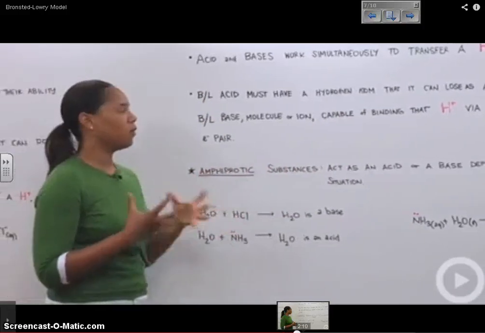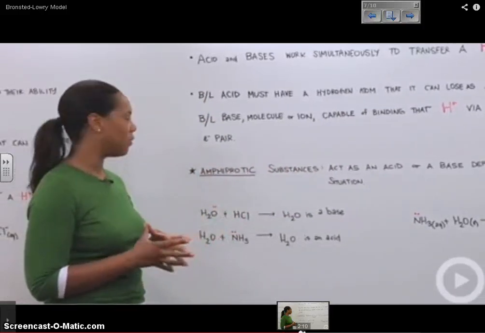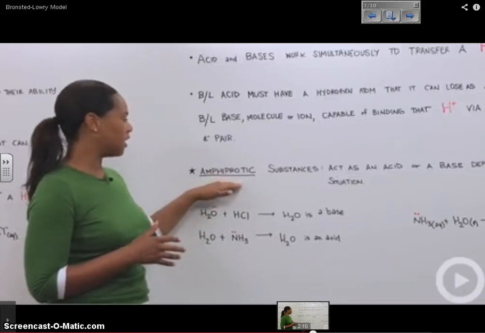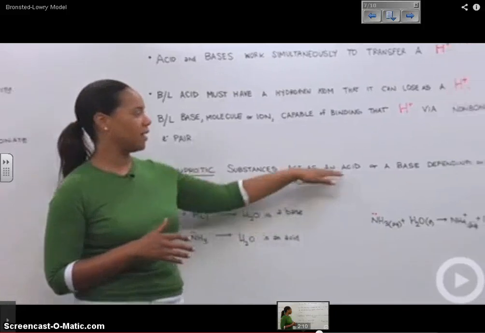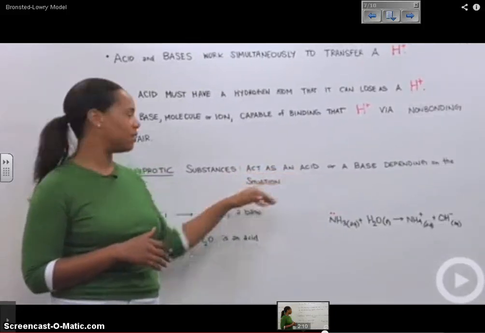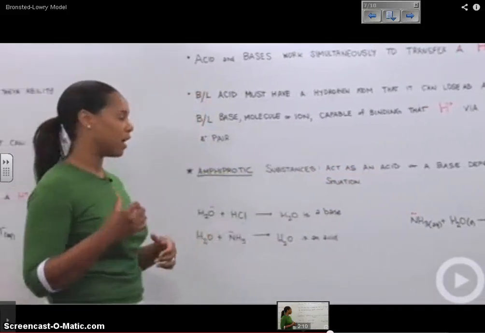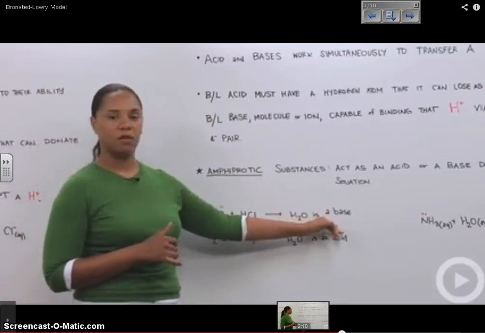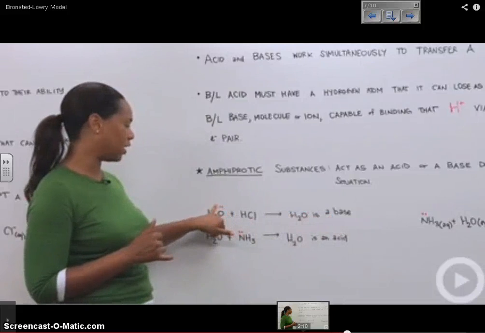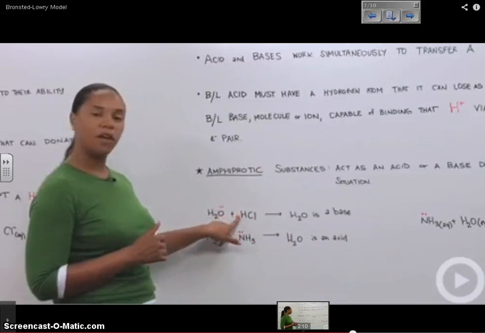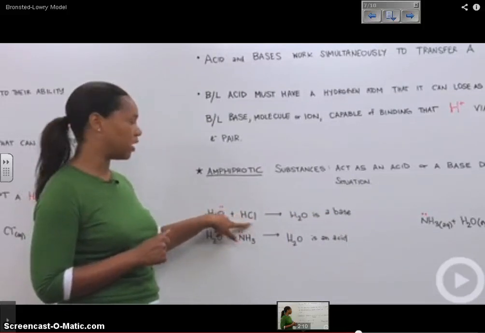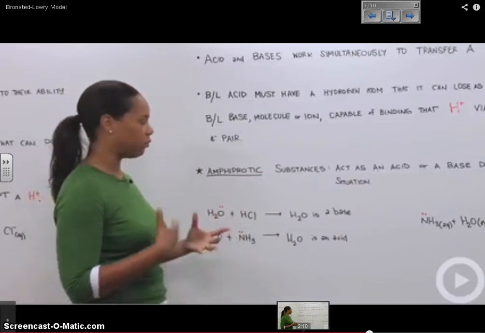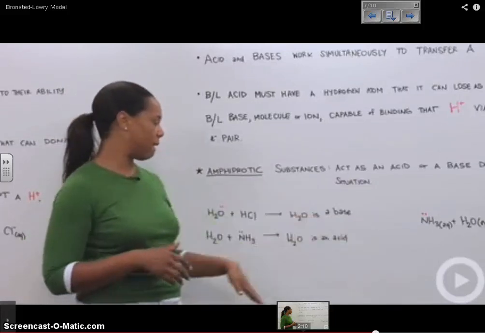Within that, there's another important definition: substances can be amphiprotic, and that means they can act as an acid or a base depending on the situation. In the example I just showed you with water and HCl, water acted as a base. Why? Because water has the non-bonding electron pair and it removes the proton from HCl. HCl acted as the proton donor, water acted as the proton acceptor. Proton acceptor means that it acts as a base.